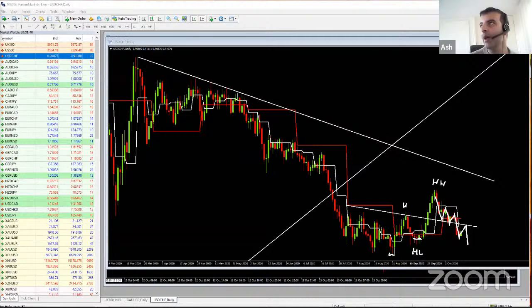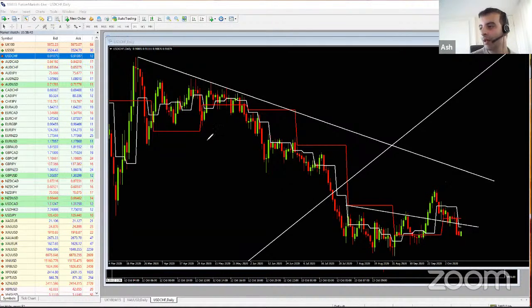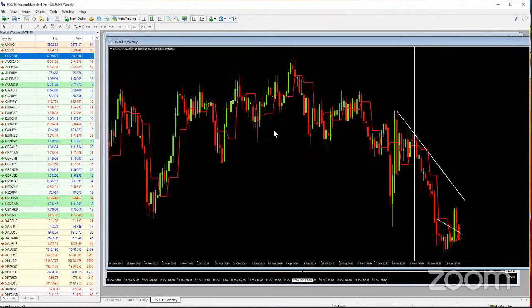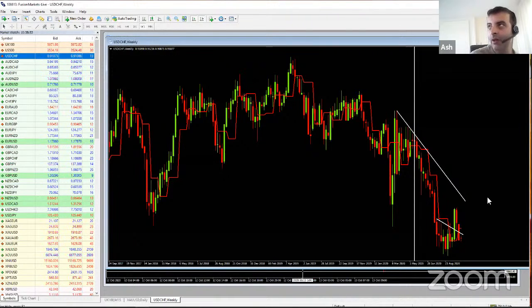Tell you what, my pen really does play up. Here we go. Now you can see here that we've got a completely different picture when we look at the weekly chart. So when you're considering taking trades, just understand what time frame you're looking at, and make sure that you are considering the other time frames as well.